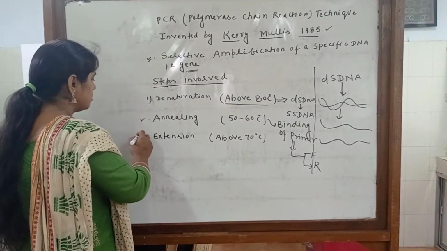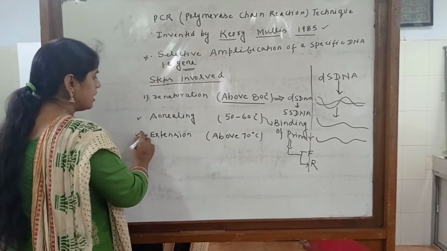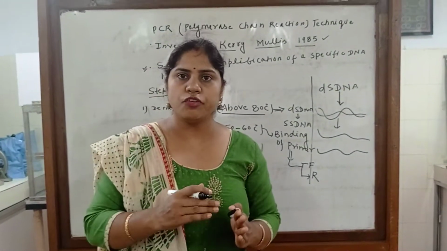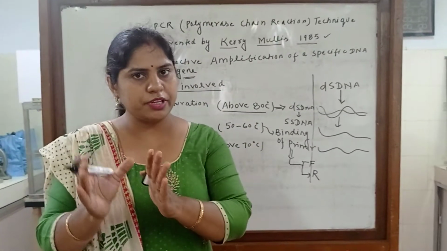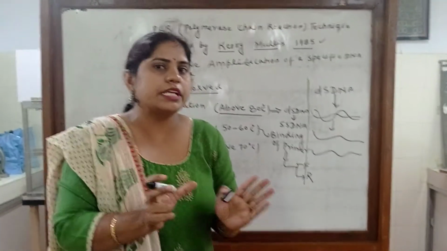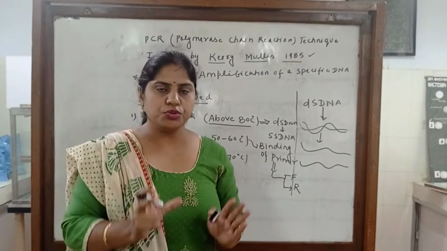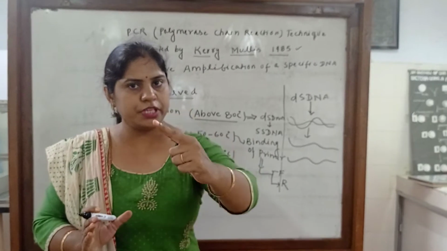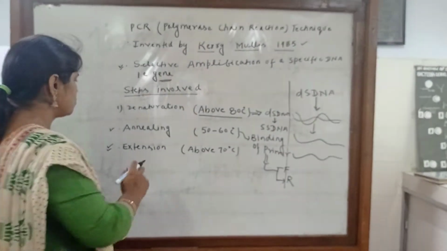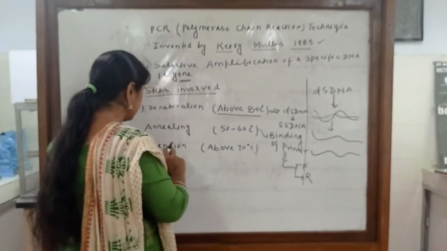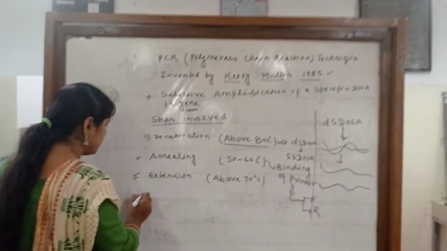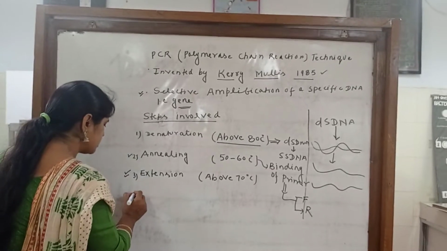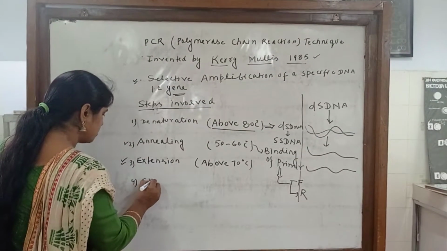So now the last step, it's an extension. Extension means addition of new nucleotides and amplification or synthesis of a new strand of DNA, a new strand that is complementary to the previous strand. So it's an extension step. Last step is step 2. This is step 3. Last step is storage.